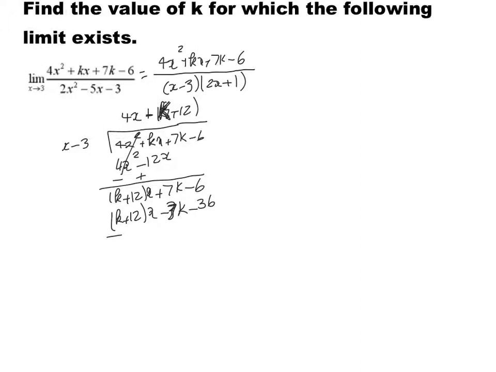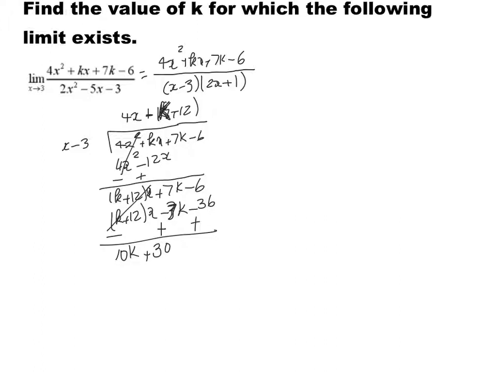Now I change the sign. This is negative, this becomes positive, and this becomes positive. This cancels with the previous one. 7k plus 3k gives me 10k. Negative 36 plus 36 gives me plus 30. And I'm done with the division, because the remainder doesn't have any more x.